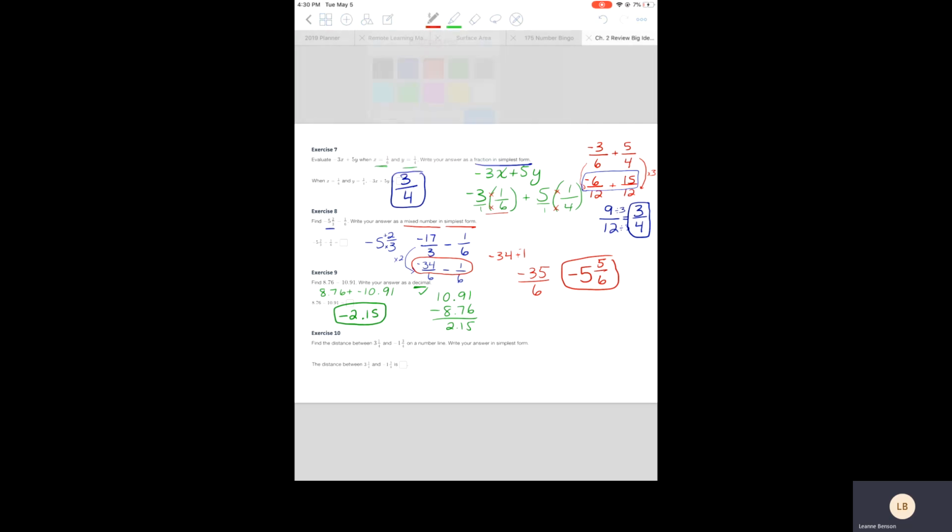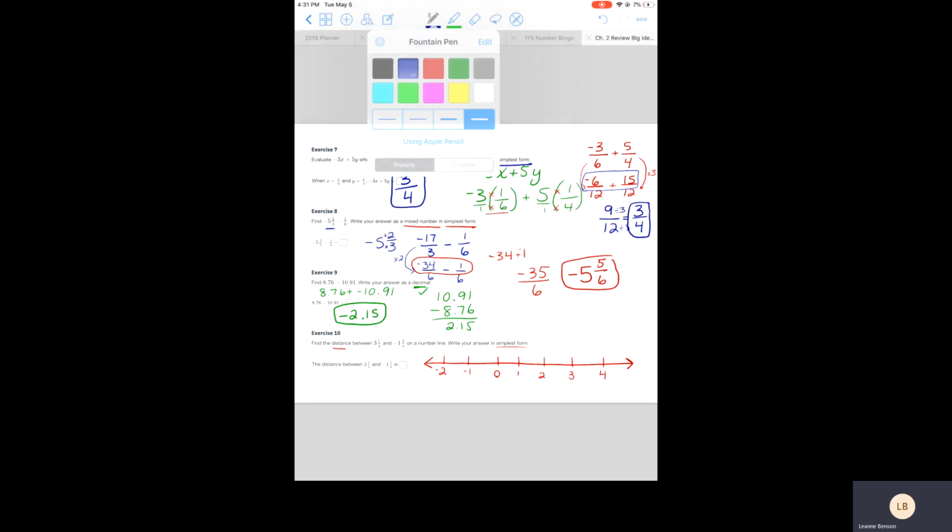Number 10, find the distance between 3 1/4 and negative 1 3/4 on a number line. Write your answer in simplest form. For this question, I'm going to make a number line to show it to you. I know I have a positive value and I know I have a negative value, so I need to have a 0 in there at some point to separate my positives and negatives. Here I'll have negative 1, here I'll have negative 2. 1, 2, 3, 4. I'm going to go to the right in my positive direction. That'll cover both of my values.